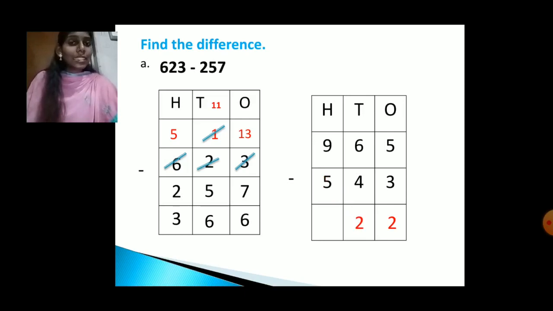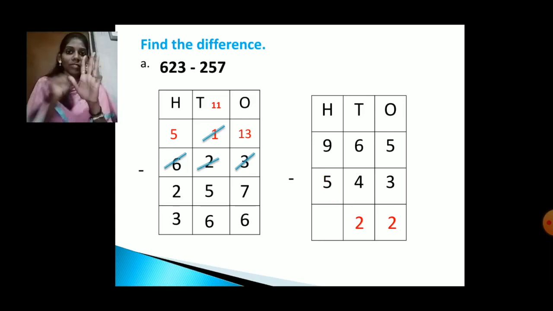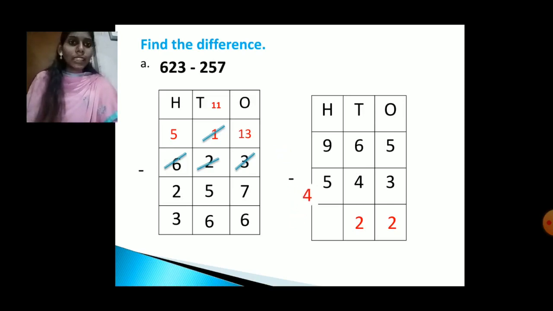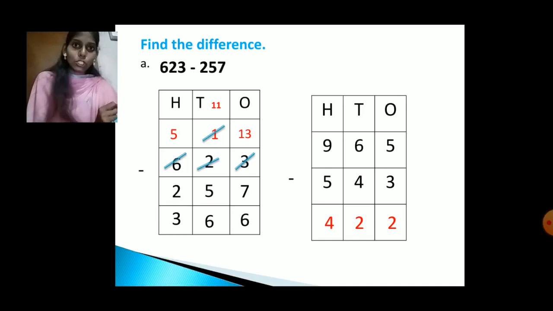And next is 9 minus 5. So 9 minus 5 is equals to how many? 9 minus 5 equals to 4. So 4 we will write under the 100 place. Like 422 is your answer. The difference between 965 and number 543 is number 422. Okay.